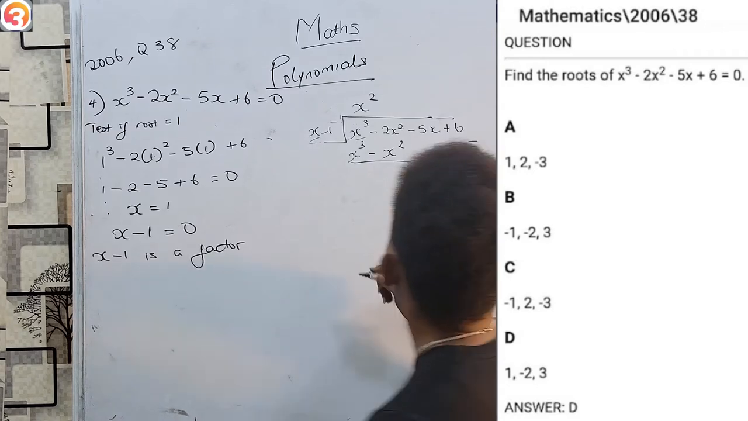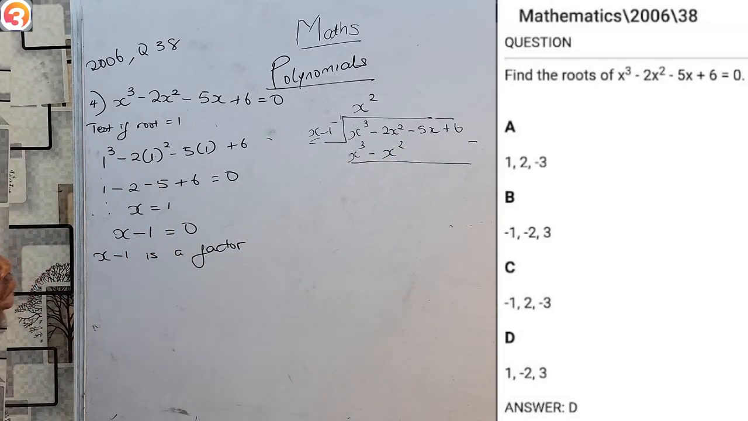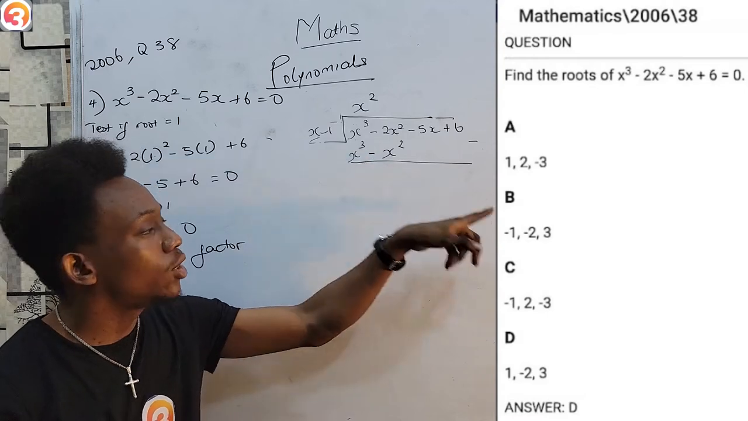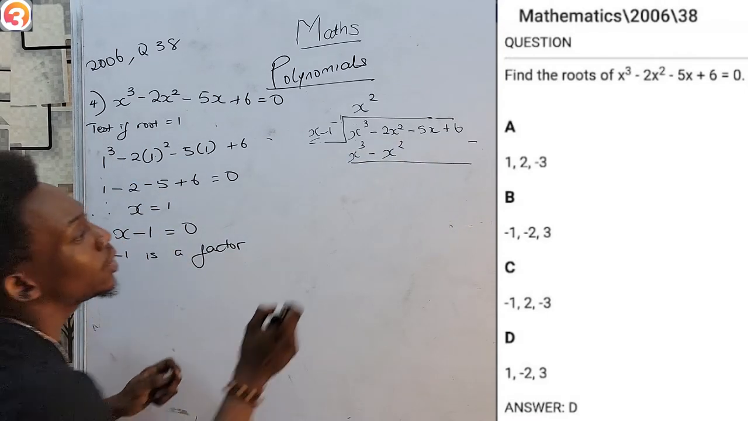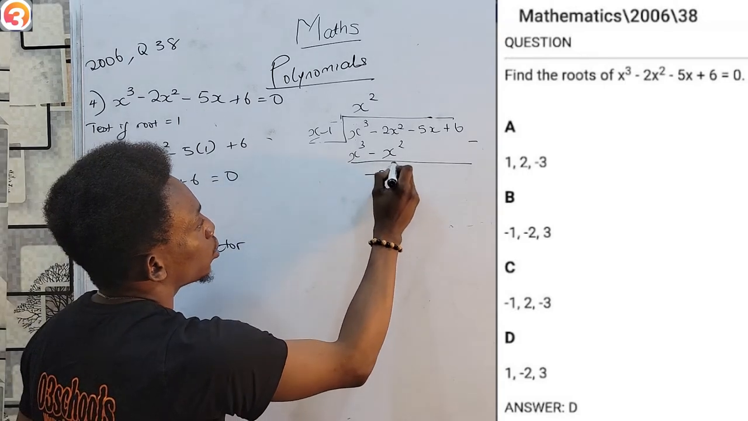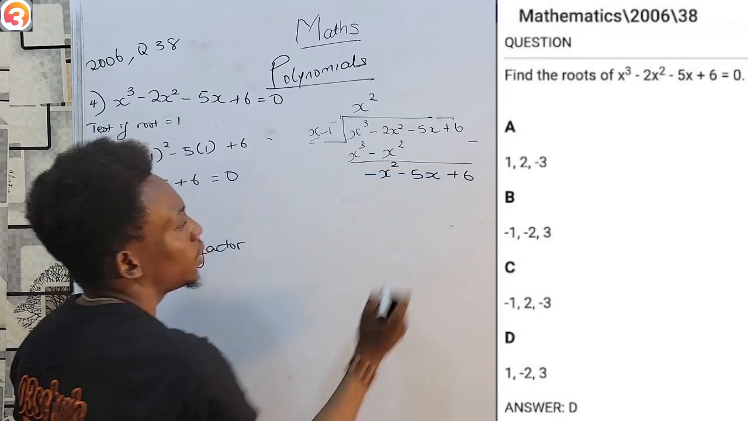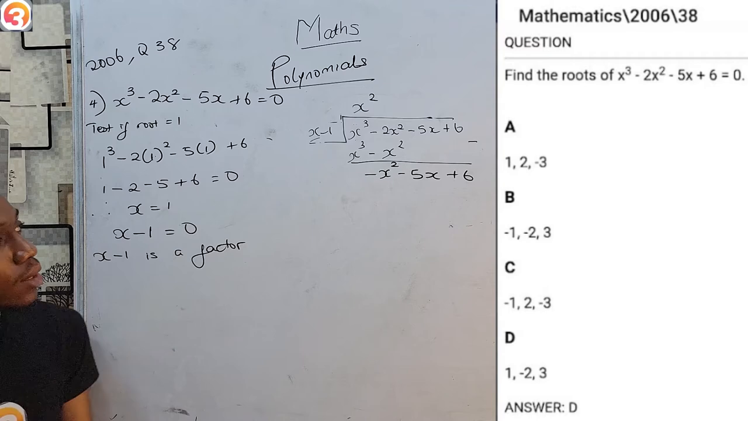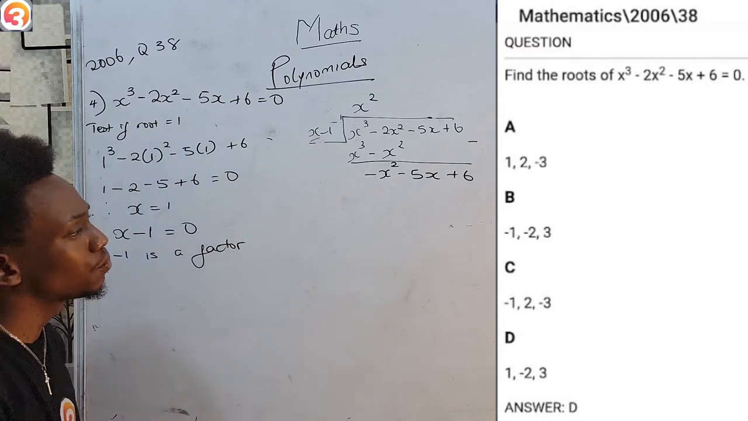So let's subtract. x cubed minus x cubed is 0. Minus 2x squared minus minus x squared. Minus times minus is plus. Minus 2 plus 1 is minus x squared. Then bring these two down. Minus 5x plus 6. Now we are not done. How do I know that? Because x squared is greater than x. So I can divide again.